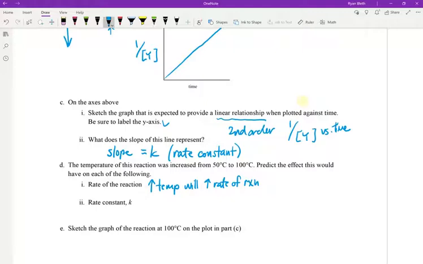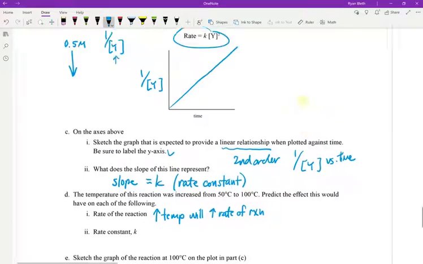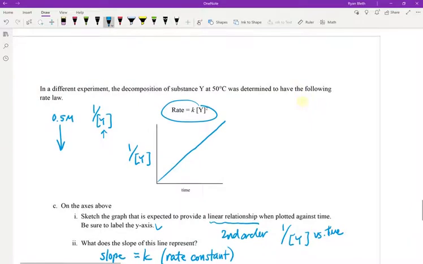What about rate constant K? Well, just think about that expression that we wrote earlier up here. Or they gave it, sorry, we didn't have to write it, they gave it to us. If I take this expression from the beginning of the problem, if I rearrange it for K, K will be rate over Y concentration squared.